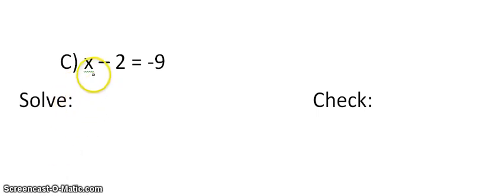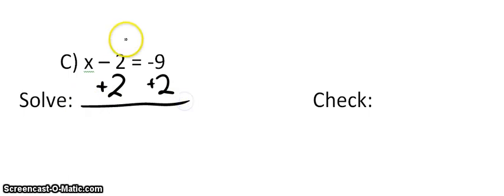All right, letter C, I need to get x by itself. Right now I'm subtracting 2 from x, and I want to get rid of this, so x is by itself on one side of the equation. So to undo subtraction, I do addition. So I'm going to add 2 to both sides. Don't forget you have to do it to both sides. So I've gotten rid of that subtract 2 over here, and I just have x left, which is my goal. And on this side I have negative 9 plus 2.